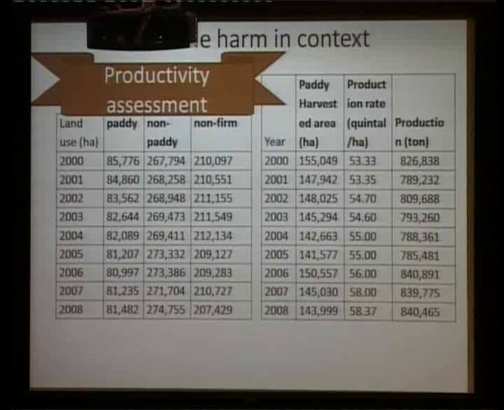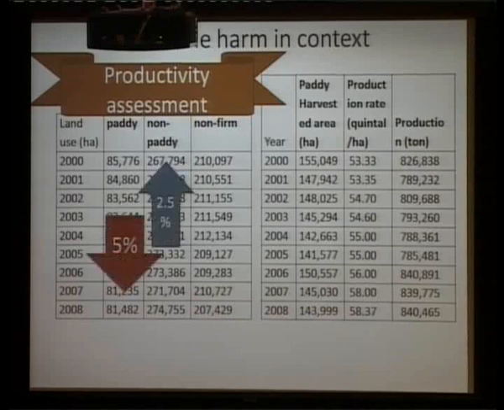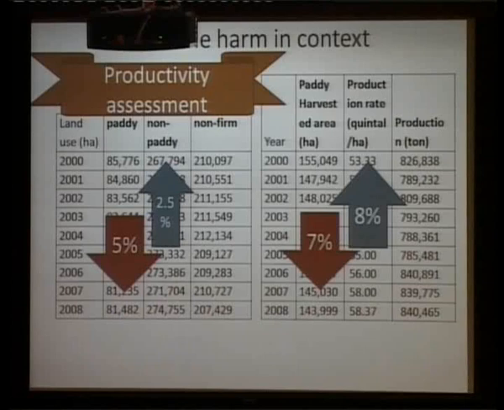Then fifth step, define the harm in context. So we check the statistical assessment, how the production in paddy is. The paddy land decreased by 5%, and the non-paddy land increased by 2.5%. Then total harvest area decreased 7% and production increased 8%.